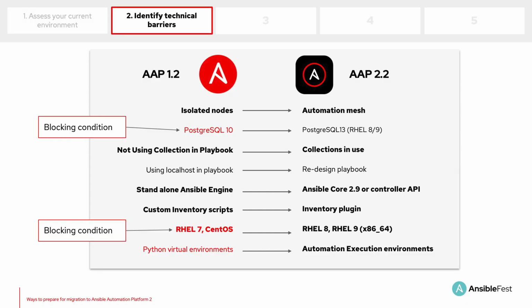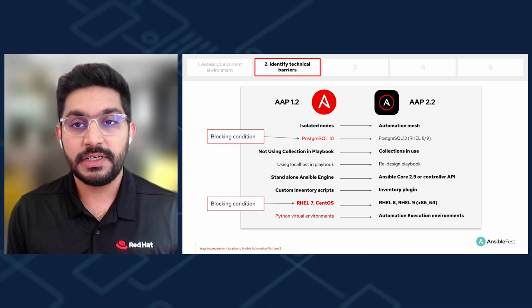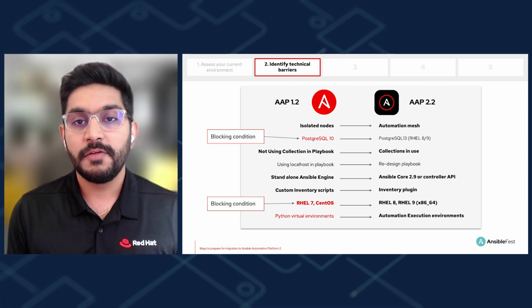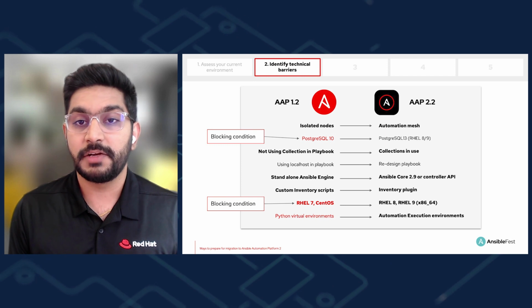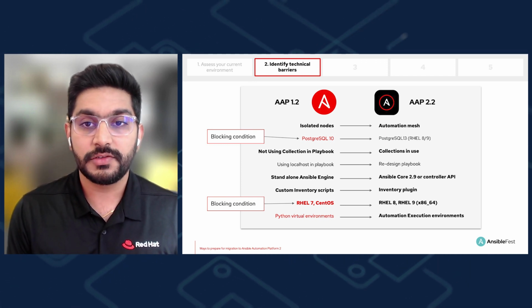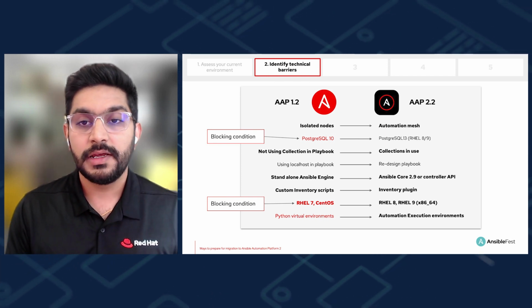Eighth, Python virtual environments to automation execution environments. Ansible Tower used Python virtual environments for dependency management. This has changed to the usage of Ansible execution environments, which serve as the foundation of the execution layer in Ansible Automation Platform 2. You will need to factor in the creation and usage of execution environments for your organization and how they will be distributed.